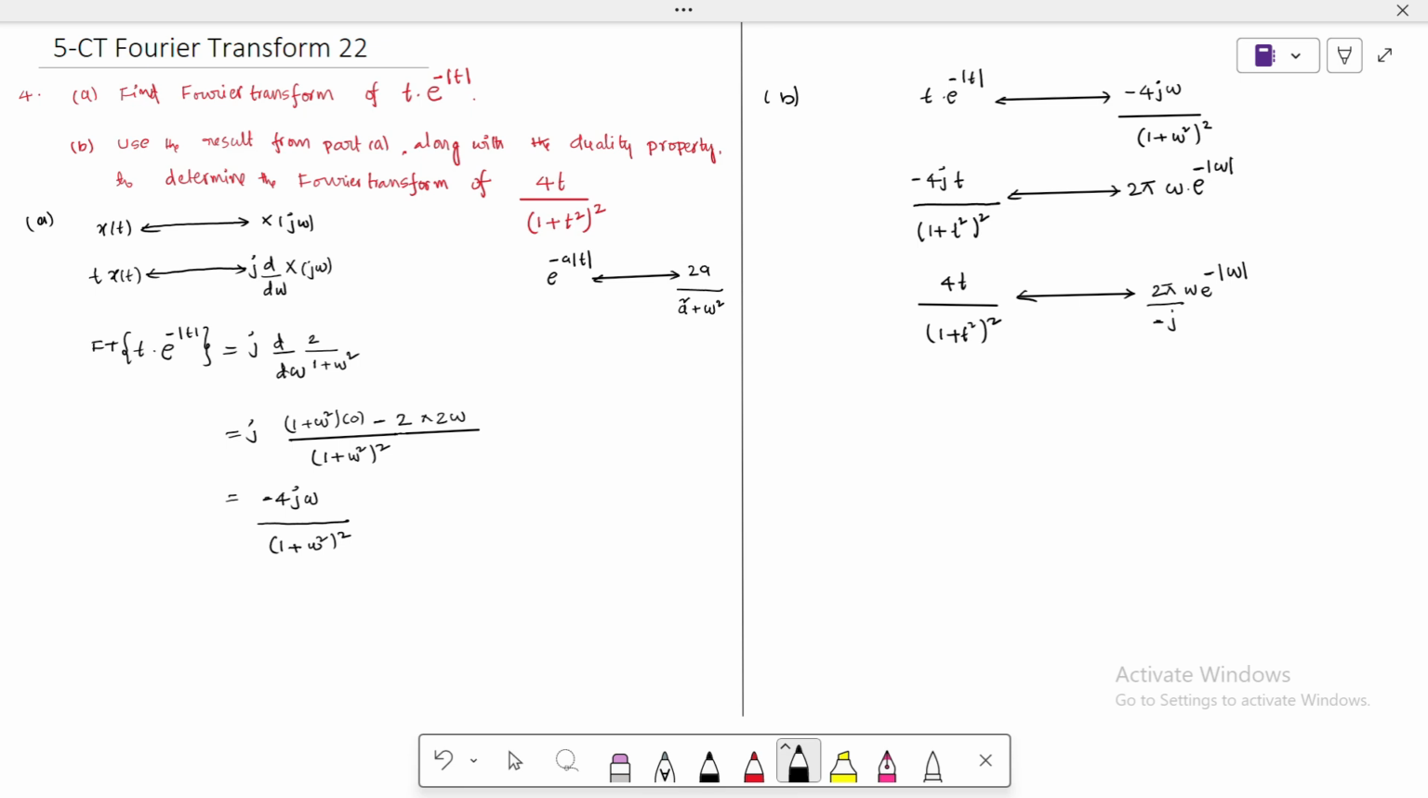So it becomes the Fourier transform of 4t by 1 plus t square whole square equal to 2j pi omega e power minus mod omega. So this is the answer. So this is about continuous time Fourier transform, some problems.